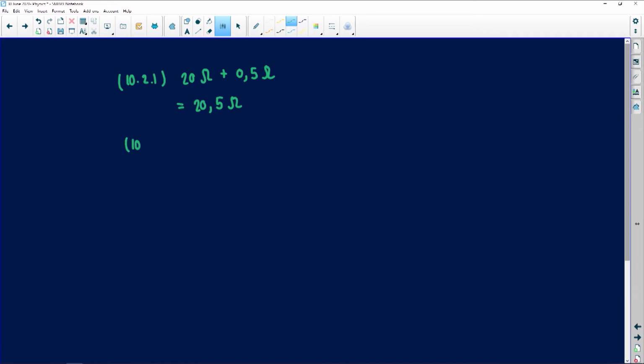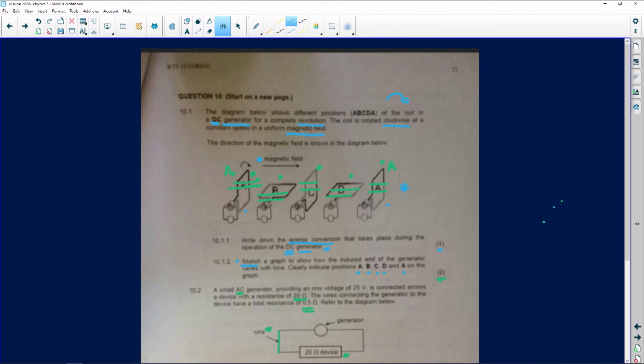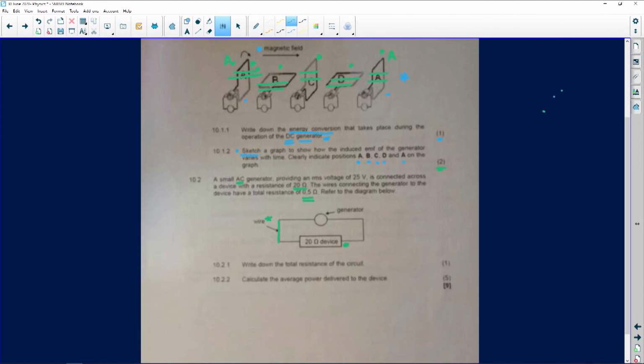So now let's look at 10.2.2. In this question, what they're asking us is, let's see, they say we must calculate the average power delivered to the device. And this is for 5 marks. This is actually a lot. So let's see what we have. I've got my VRMS, which is 25 volts. I've got my resistance that I just calculated, which is 20.5. And that is my wire, and then we are looking for the power.